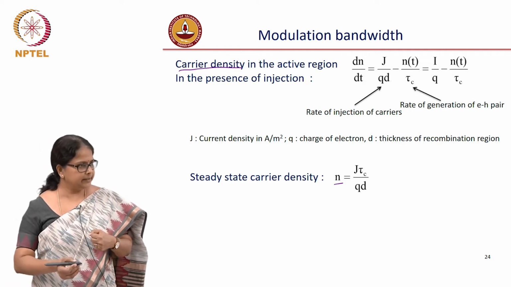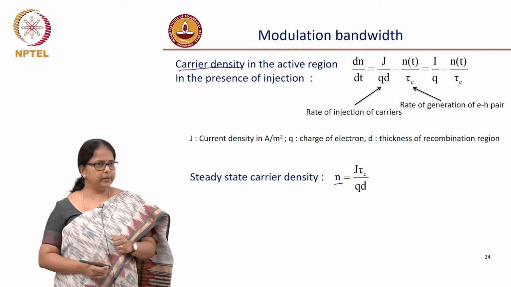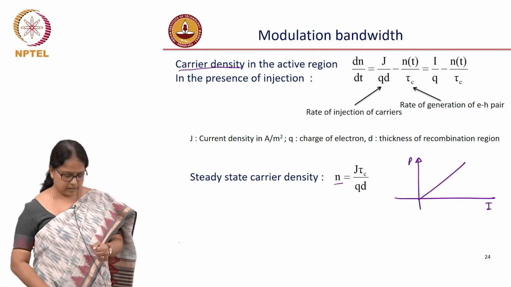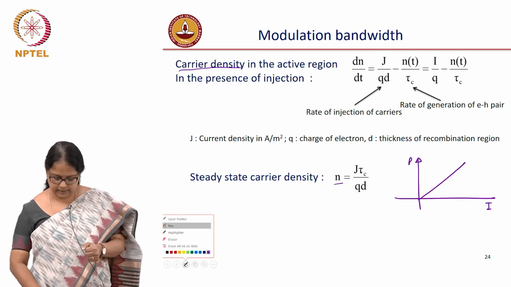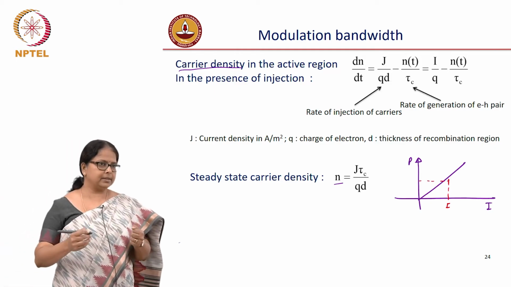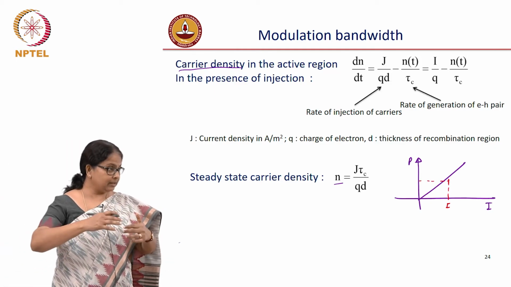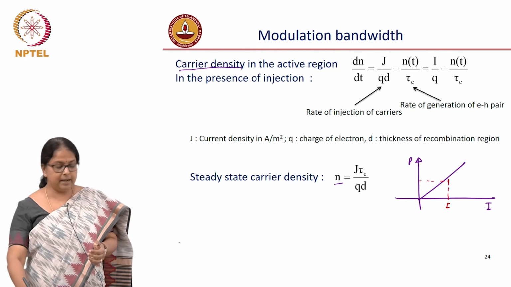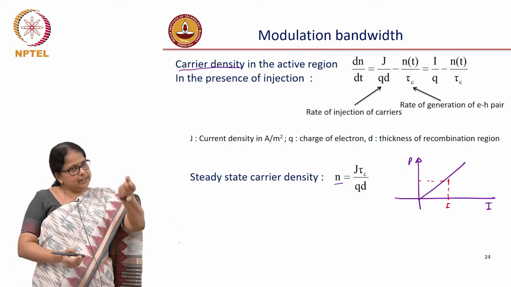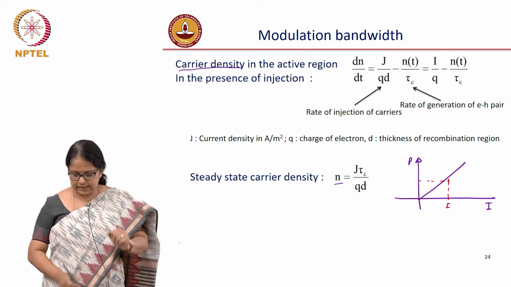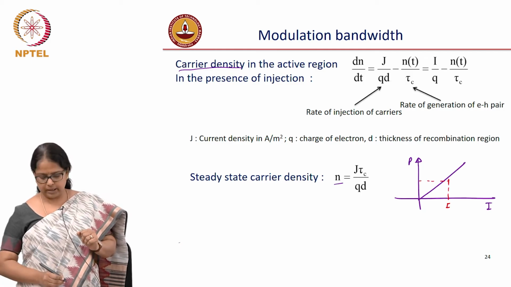When you are modulating, what are you doing? What is the difference in terms of power versus the Li curve? This is the Li curve. When we say steady state, what we mean is that we are operating at a specific current, and when that operation is on, there are no changes, the LED is not fluctuating, it is not giving different powers, which means dN by dt must be 0. The rate at which carriers get generated must be the same as the rate at which the electrons and holes are recombining. When that is happening, you have n equal to J tau C by QD.